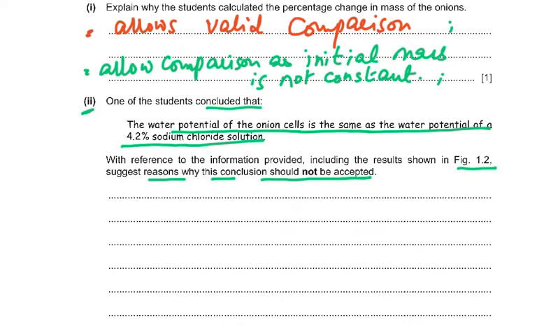Then the line of best fit may give a different value. So there are no intermediate concentrations between 1% and 5%. We should have taken many different concentrations between 1 and 5%. Then no statistical analysis has been carried out. And then not all onion cells have the same water potential.